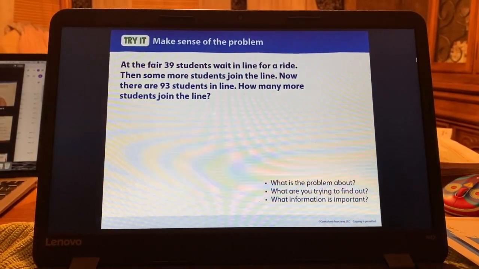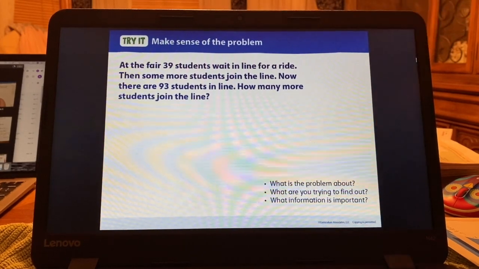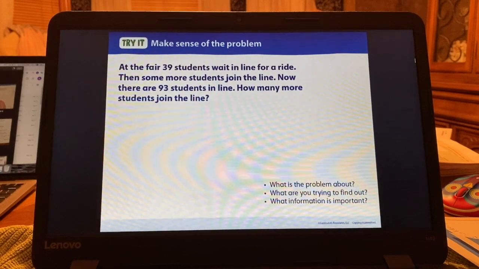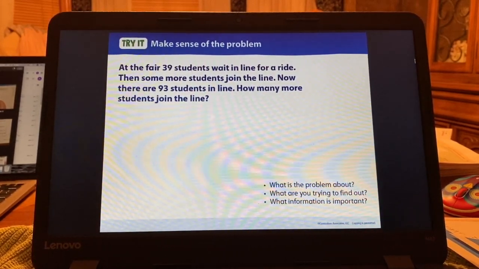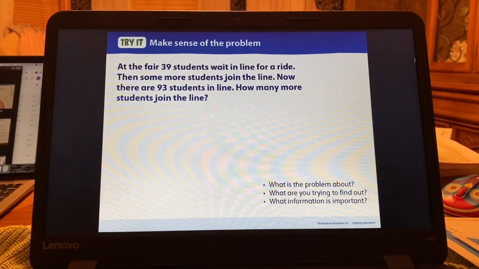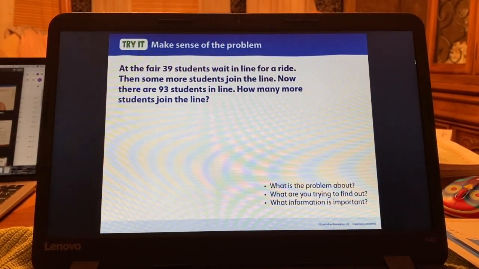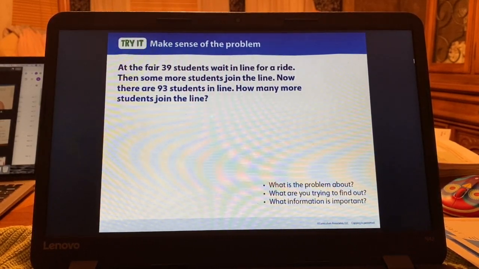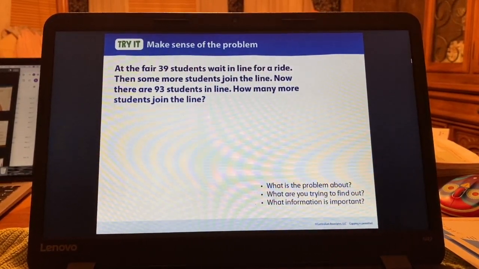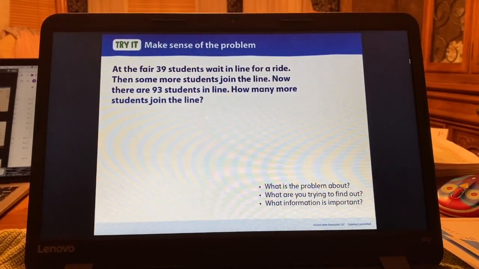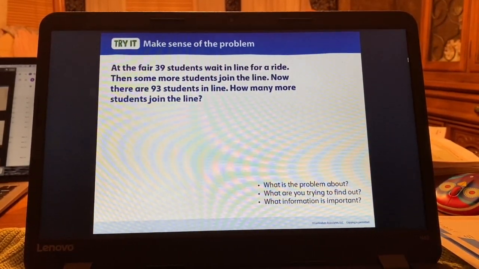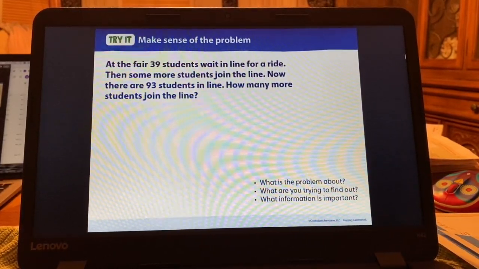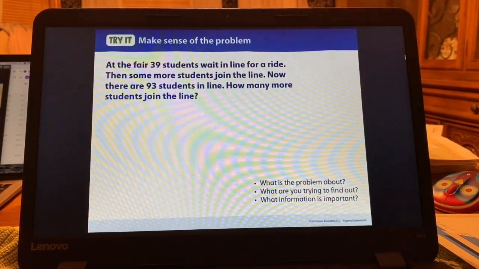Okay, so down here it says, what is the problem about? Well, the problem is about how many students are in line, right? And they use the word some. When you see that they have some in there and then some more students join them, this indicates that the problem is a missing addend problem. So one of the addends is going to be missing. So then the next question is, what are you trying to find out?